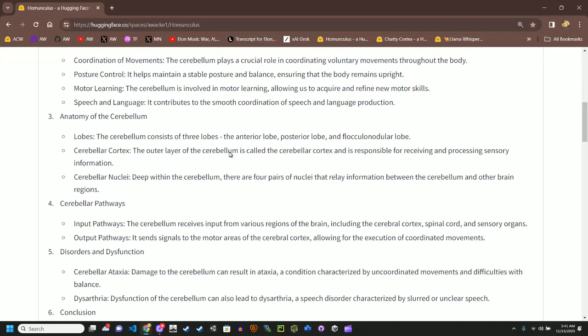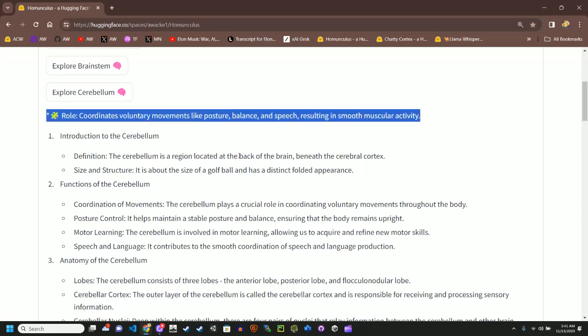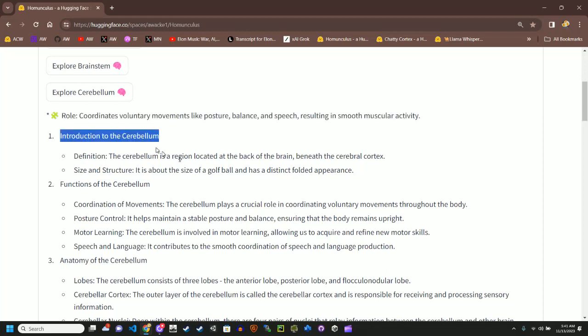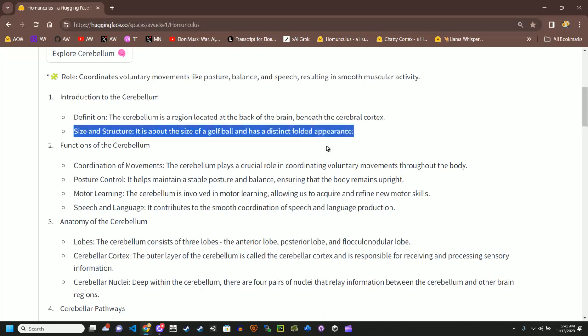Its role coordinates voluntary movements like posture, balance, and speech, resulting in smooth muscular activity. 1. Introduction to the cerebellum. Definition: the cerebellum is a region located at the back of the brain, beneath the cerebral cortex. Size and structure: it is about the size of a golf ball and has a distinct folded appearance.